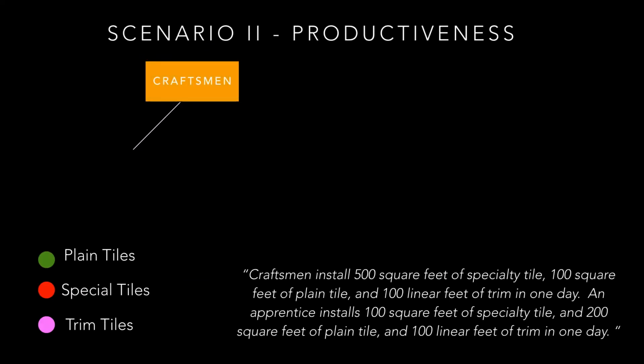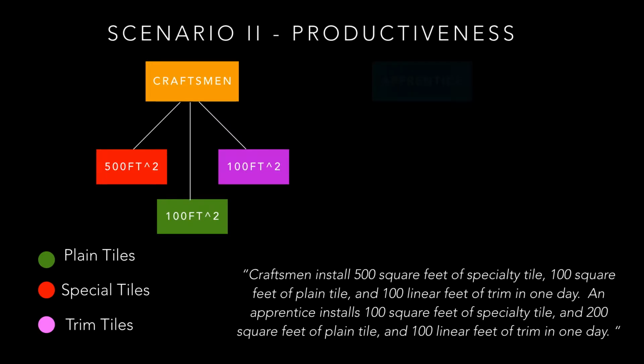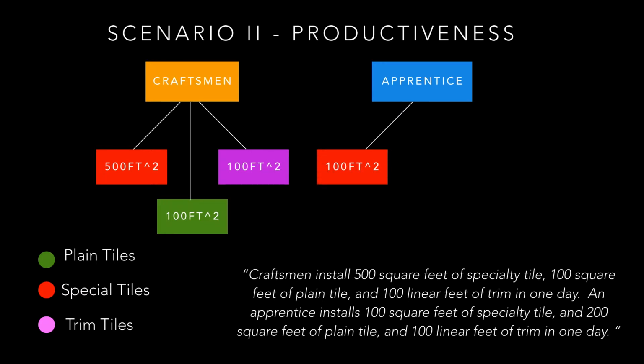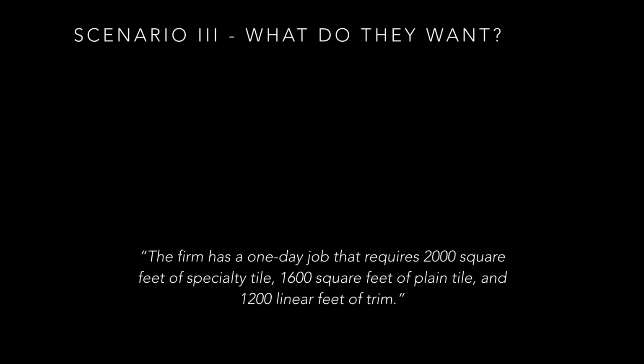Craftsmen install 500 square feet of specialty tile, 100 square feet of plain tile, and 100 linear feet of trim in one day. An apprentice installs 100 square feet of specialty tile, 200 square feet of plain tile, and 100 linear feet of trim in one day.